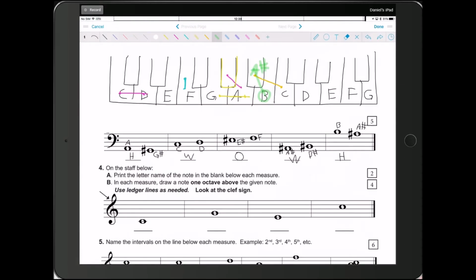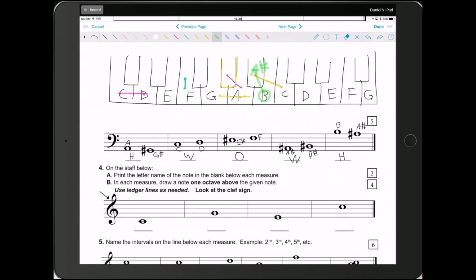Now let's move on to question 4. It says, on the staff below, A, print the letter name of the note in the blank below each measure. B, in each measure, draw a note 1 octave above the given note. Use ledger lines as needed. Look at the clef sign. Alright. Real quickly, let's go over what a ledger line is. A ledger line is simply a line that extends the staff either up or down.